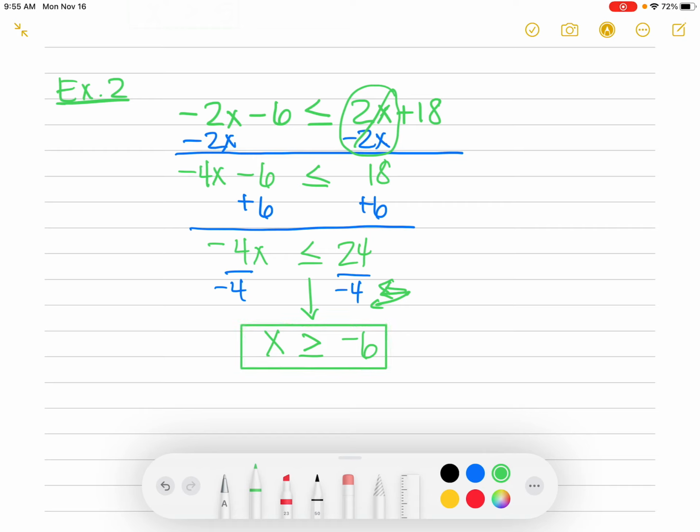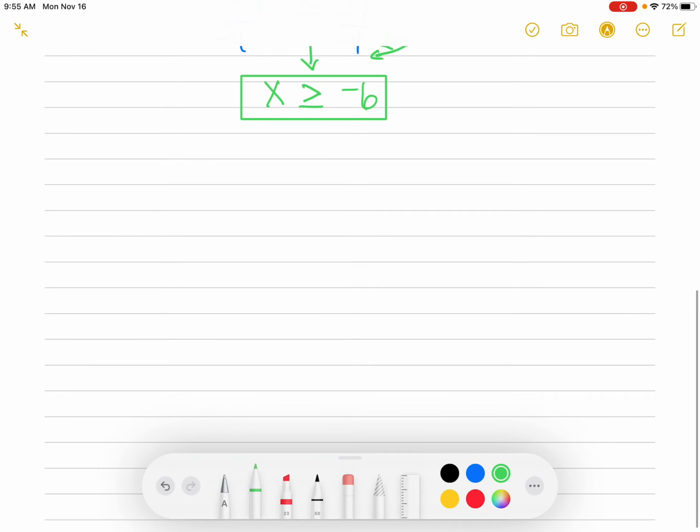Okay, so this is just solving problems the same way you always solve them, except that it's an inequality. So you're going to have to think about that inequality and whether or not you need to flip it or not. Okay, we're going to do 2 more problems.